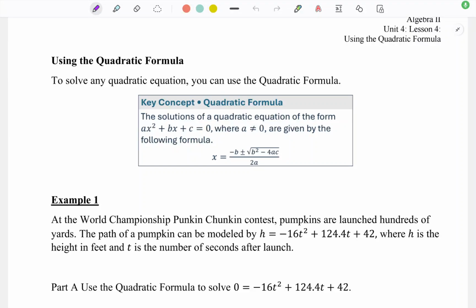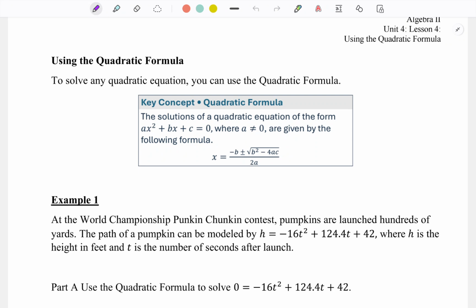So for this lesson, we are going to be looking at solving equations by using the quadratic formula. So far we have talked about 3 other ways to solve, and that has been solving by factoring, solving by taking the square root, and solving by completing the square.